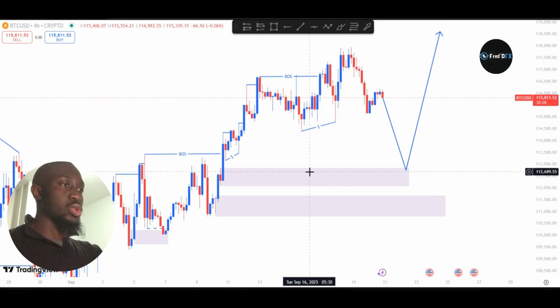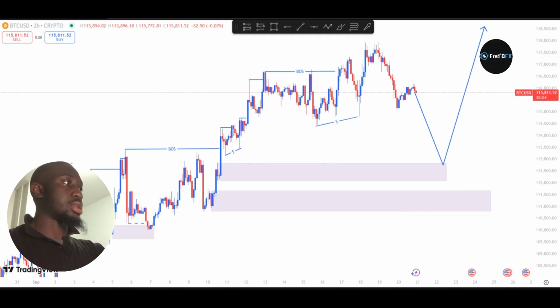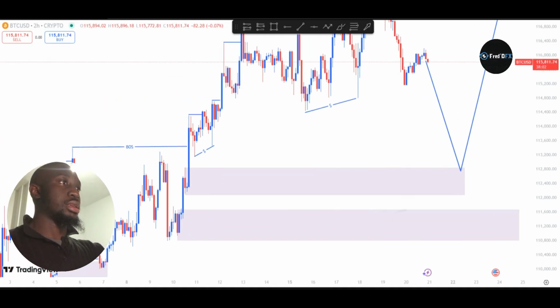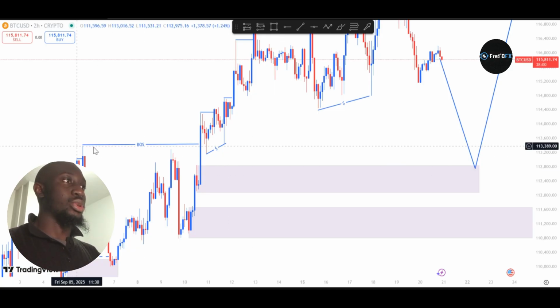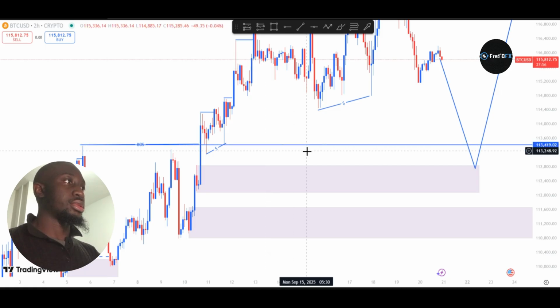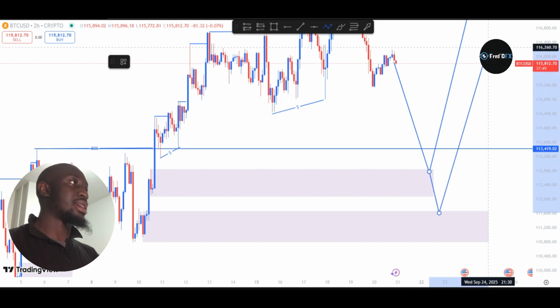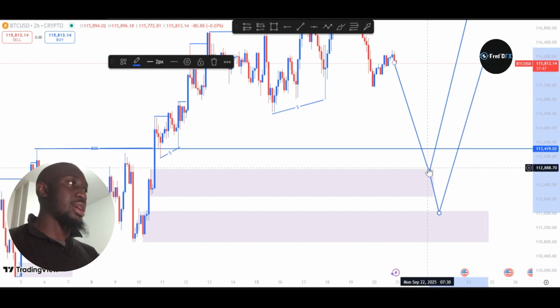Let me go to 2 hours. Let me show you something. There's still a good fair value gap there, and there's still a breaker block here. This break of structure breaker block. So I'm not expecting BTC to just pull all the way down to this area first before we buy. Once I see price here, I will go long.